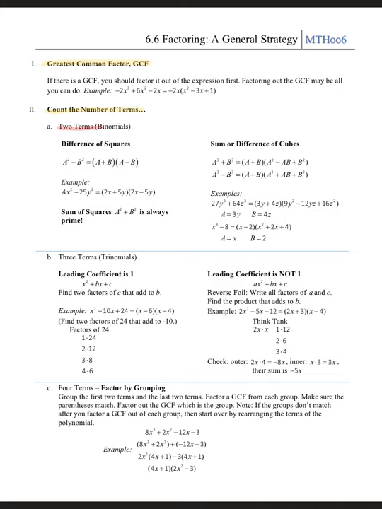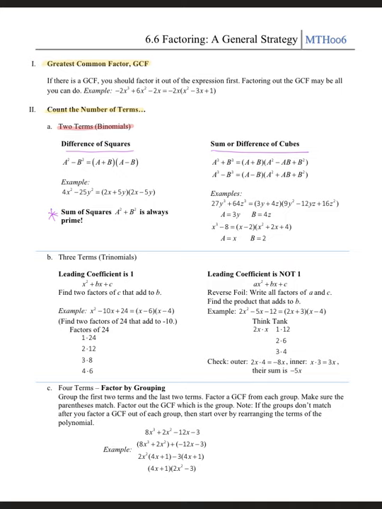If there are two terms, then it's either going to be difference of squares, sum or difference of cubes. There is no sum of squares. So keep it in mind, if it's something squared plus something squared, it's prime. So two terms, it's either difference of squares or sum and differences of cubes.